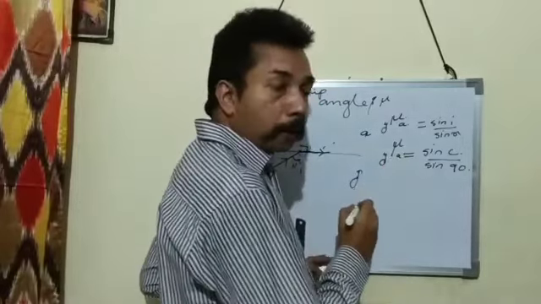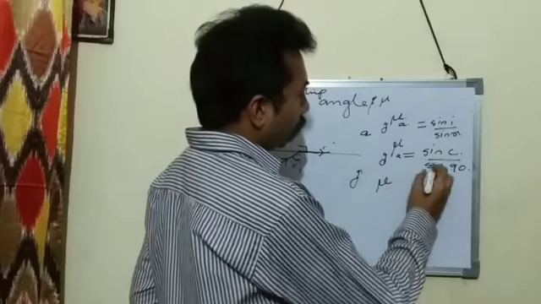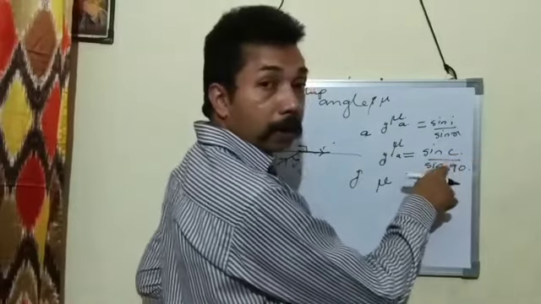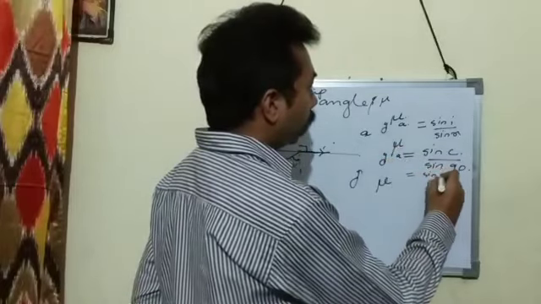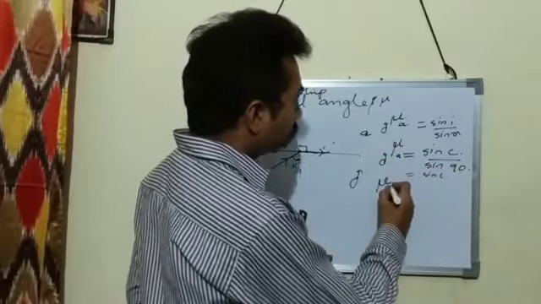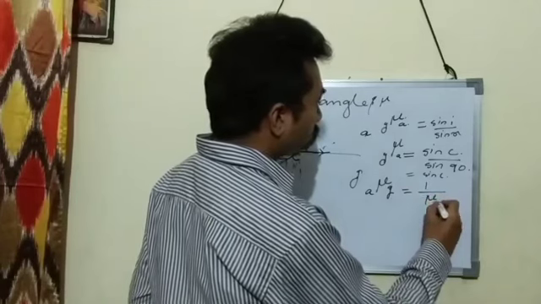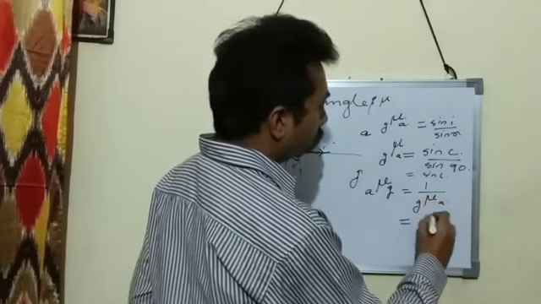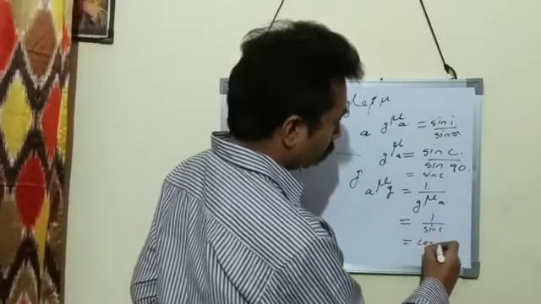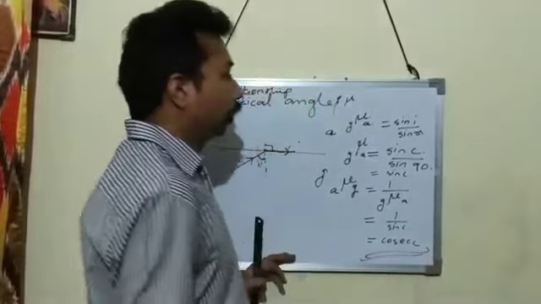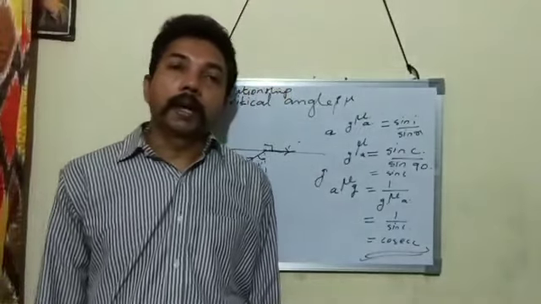Now, by the principle of reversibility of light, the refractive index of air with respect to glass is equal to sin C, since the value of sin 90 is 1. Then the refractive index of glass with respect to air will be 1 upon the refractive index of air with respect to glass, which is equal to 1 upon sin of critical angle. 1 upon sin is called cosec. Cosec of critical angle. So this is the relationship between critical angle and refractive index.